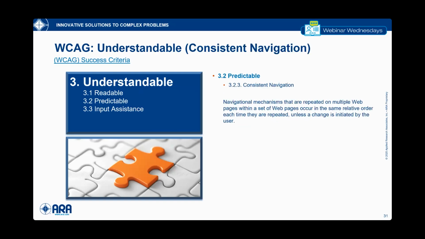Another way to make sure that your content is understandable is to use consistent navigation. Navigation menus that are repeated on multiple pages should appear in the same order in the same location to make your web page easier to navigate.